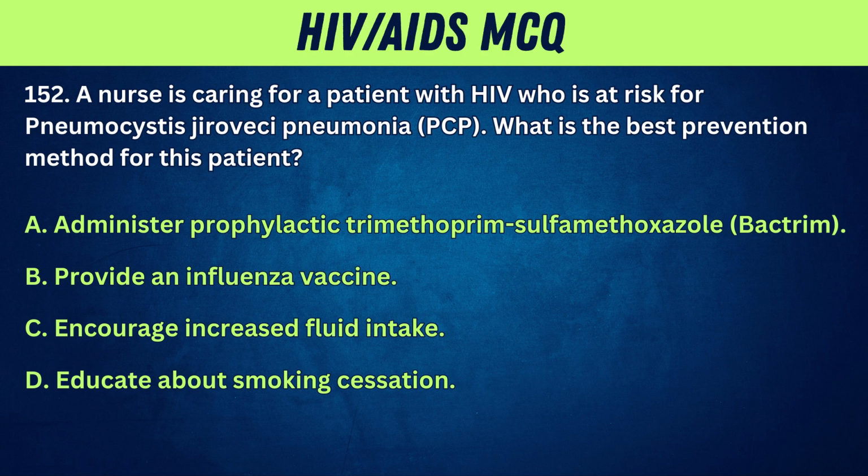152. A nurse is caring for a patient with HIV who is at risk for pneumocystis jirovecii pneumonia, PCP. What is the best prevention method for this patient? A. Administer prophylactic trimethoprim sulfamethoxazole, Bactrim. B. Provide an influenza vaccine. C. Encourage increased fluid intake. D. Educate about smoking cessation.